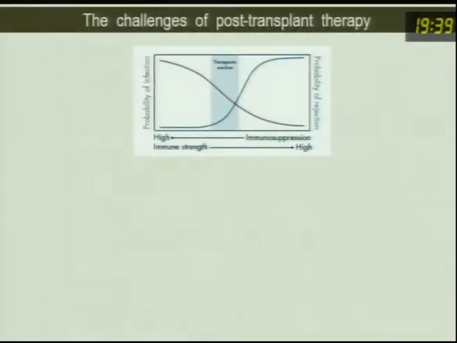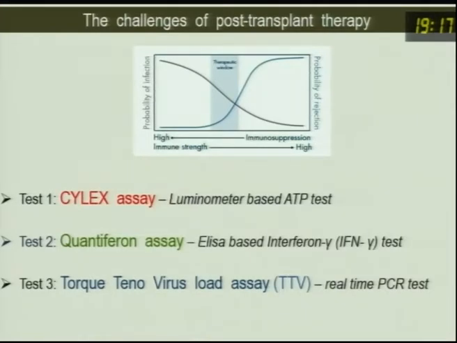The major challenge most physicians face is identifying the therapeutic window. Can't give more, can't give less. So you have to find the exact optimal dosage of immunosuppressors. At least there are 3 different tests available. One is the Cylex, the other one is a Quantiferon based assay, and then the Toctinovirus based assay.